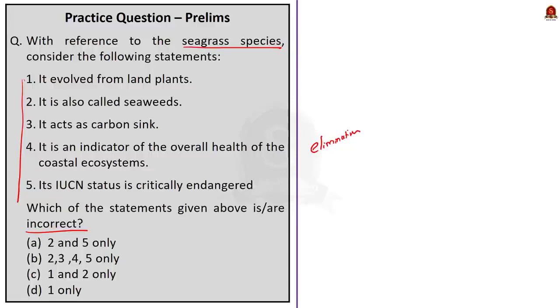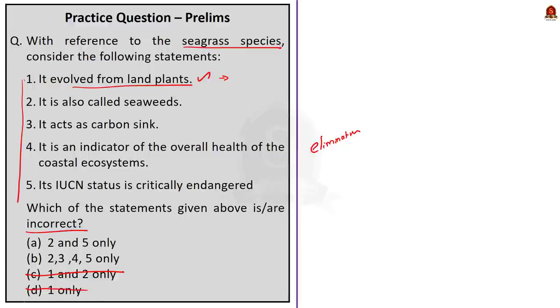It evolved from land plants. See, this statement is correct. Yes, seagrass evolved from land plants. Now itself, you can eliminate options C and D. But still, to arrive at the answer, you have to go through the rest of the statements. Now let us take up the second statement.